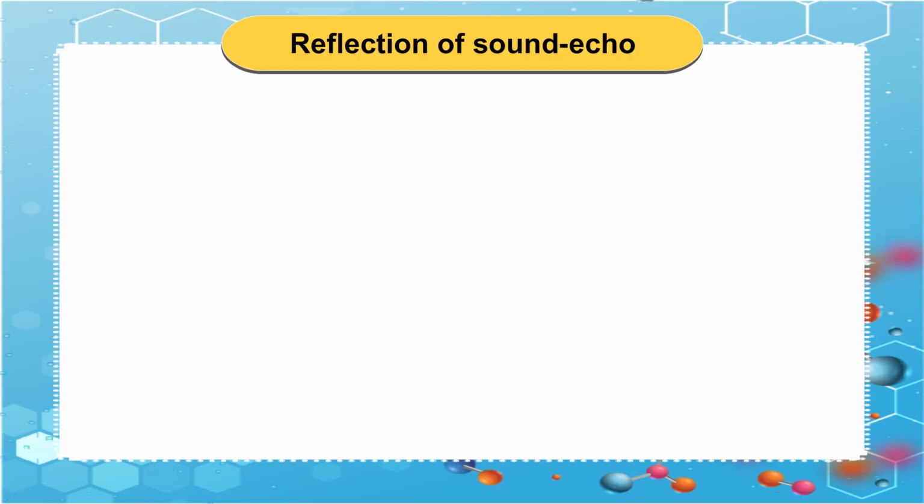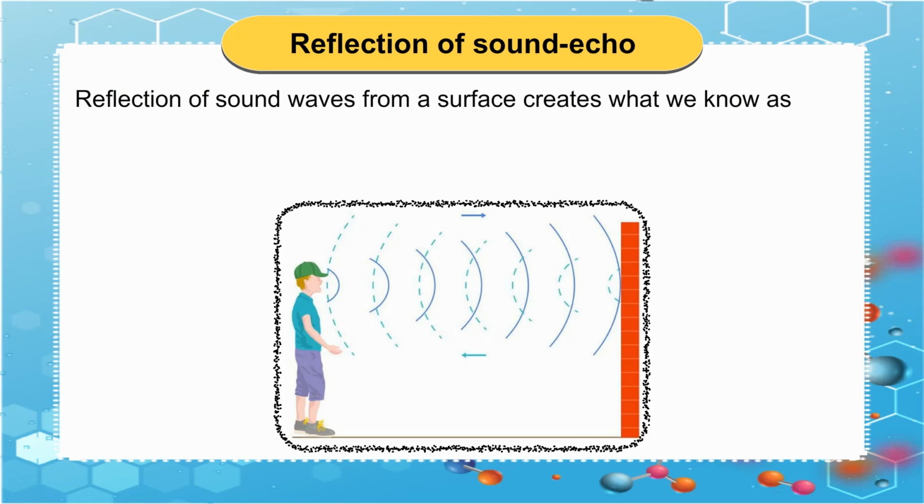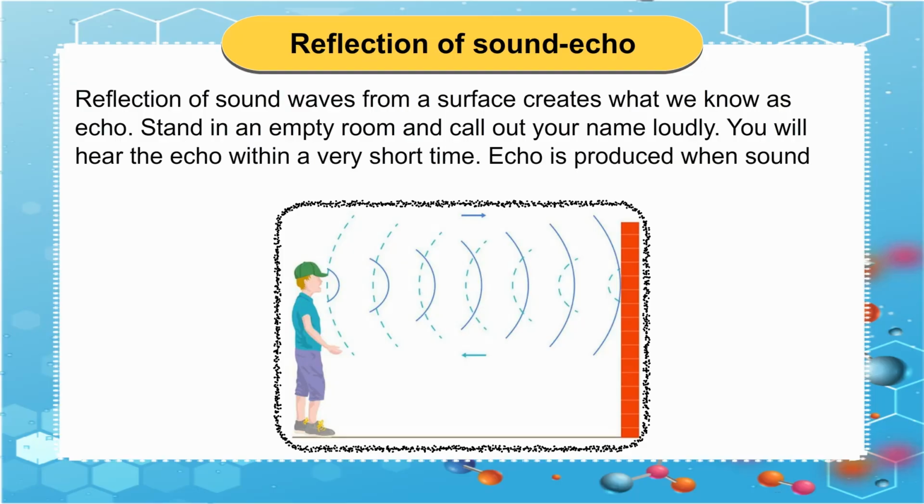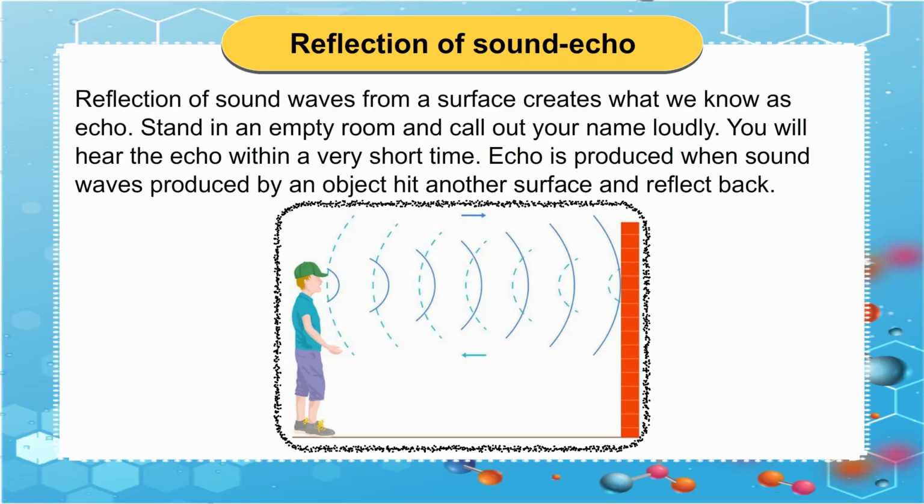Reflection of sound echo. Reflection of sound waves from a surface creates what we know as echo. Stand in an empty room and call out your name loudly. You will hear the echo within a very short time. Echo is produced when sound waves produced by an object hit another surface and reflect back.